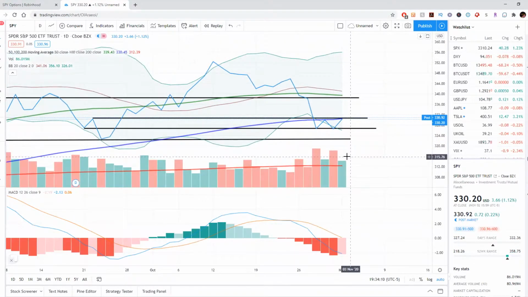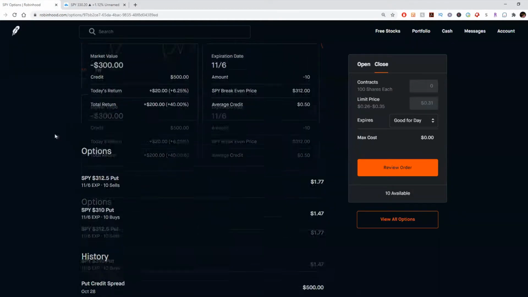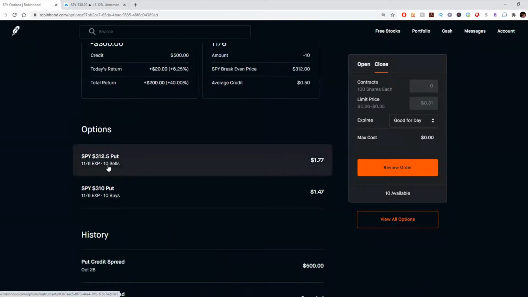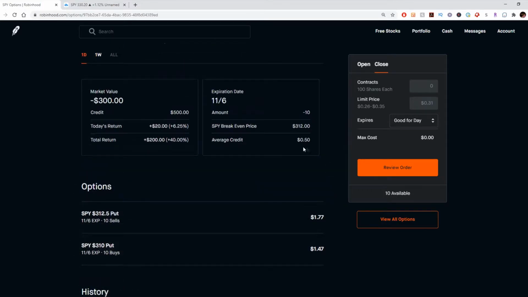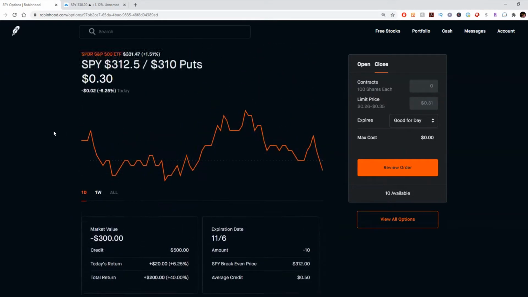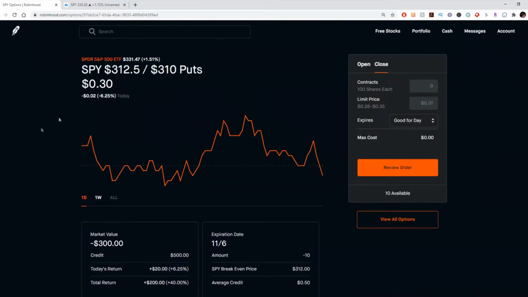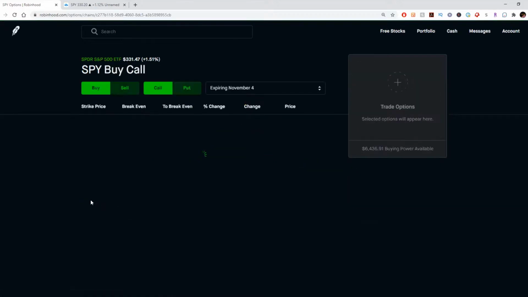But just for the sake of safety, let's say it went all the way down to the 200-day moving average. What I would do is first sell the 312.50 put, and to cover it as part of the spread, I would buy the 310 put, okay? For 10 of those put credit spreads, I got an average credit of $50, or a total credit of $500 for 10 of them. Now, the way put credit spreads work is, as long as SPY stays above 312.50, these puts would be out of the money by expiration, they would both expire worthless, and I would get to keep the initial credit, okay?